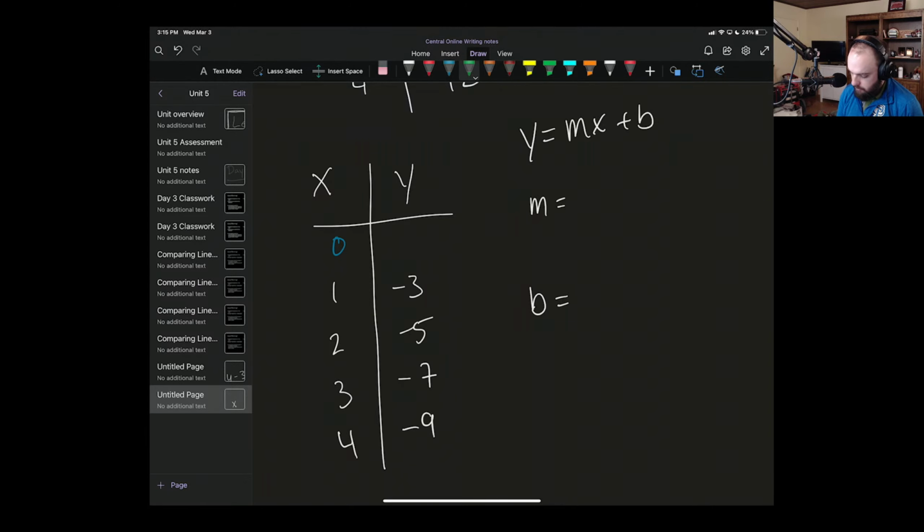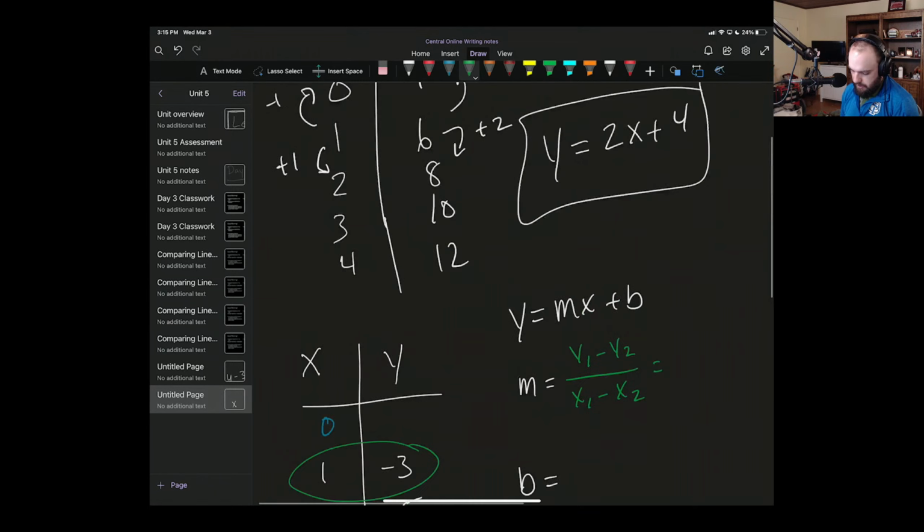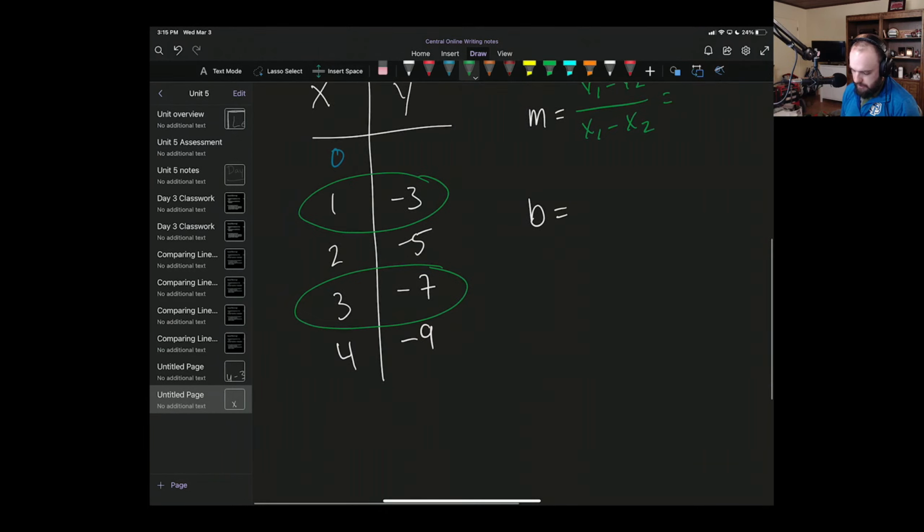So I'm going to do that in green. Remember, our equation is just y1 minus y2 over x1 minus x2. Right? So I'm just going to pick 2 points. It doesn't matter which two, just pick 2 points. So we're going to do 1, -3, and just to prove that we can do any 2 points, I'm going to pick the third point this time. Right? Because we did the first and second, I think, on the last one.